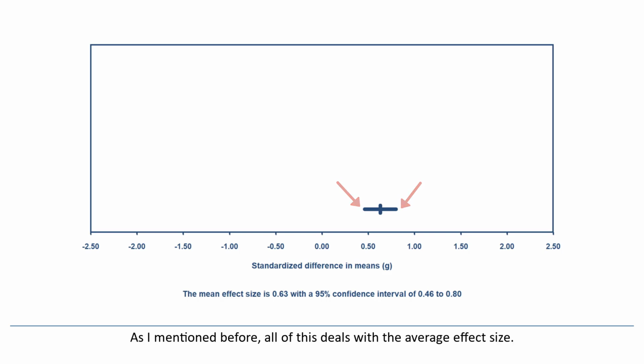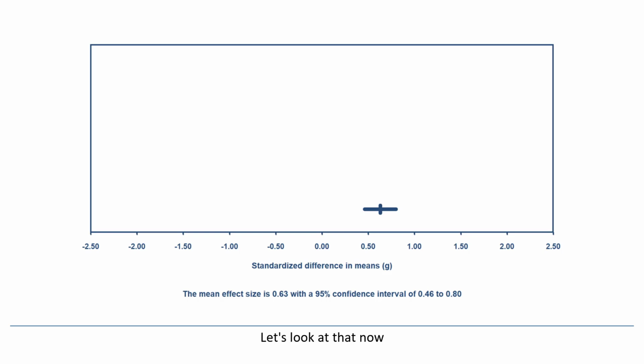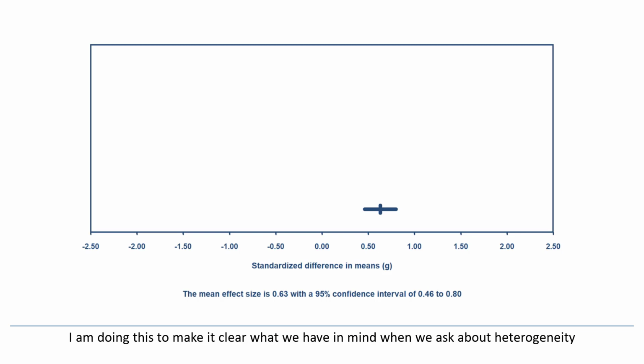As I mentioned before, all of this deals with the average effect size. It says nothing about how the effect size in individual studies varies from the mean. Let's look at that now. In a real analysis, I would simply plot the distribution of true effects. However, for the purposes of this video, I'm going to present 3 possible distributions and then ask which one applies in our analysis. I'm doing this to make it clear what we have in mind when we ask about heterogeneity.